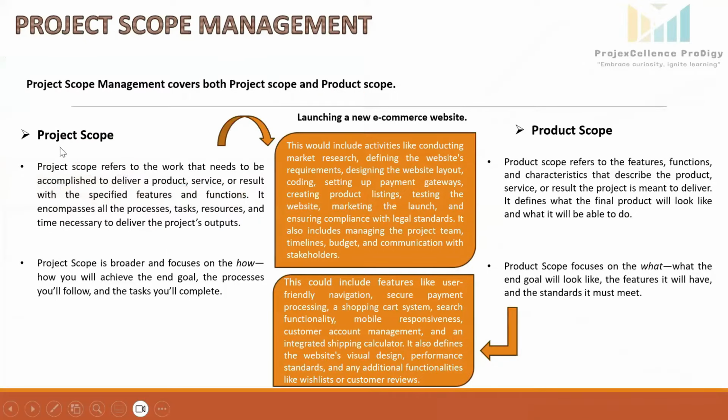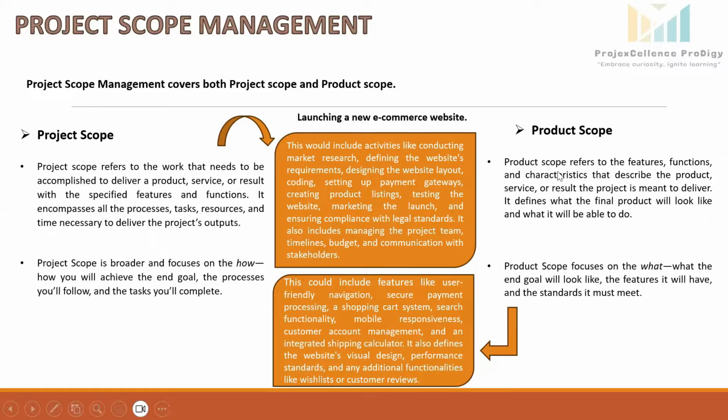Next topic is project scope versus product scope. Project scope management covers both project scope and product scope. Project scope refers to the work that needs to be accomplished to deliver a product, service, or result with the specified features and functions. It includes all the processes, tasks, resources, and time necessary to deliver the project's outputs.